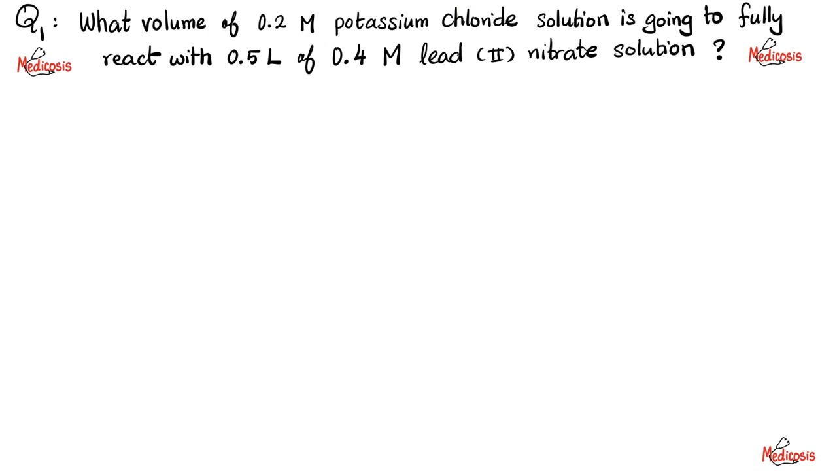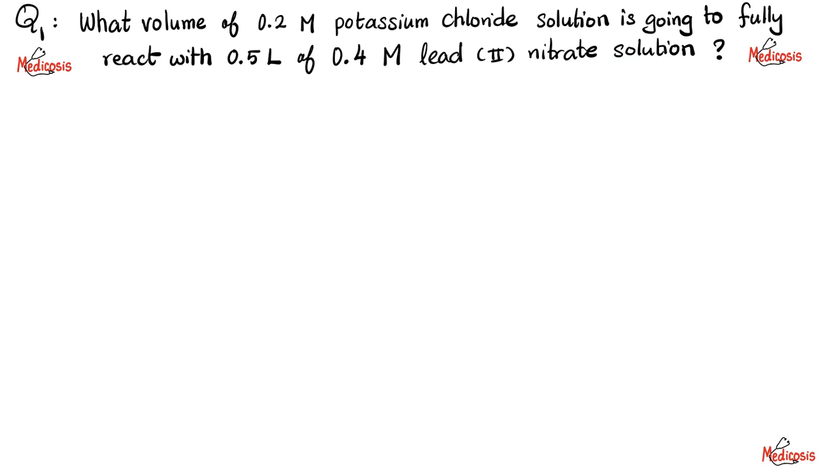Let's practice what we preach. Here's the first problem. What volume of 0.2 molar potassium chloride solution is going to completely react with half a liter of 0.4 molar lead(II) nitrate solution? Please pause the video and try to find a solution to this problem. See what I did there?